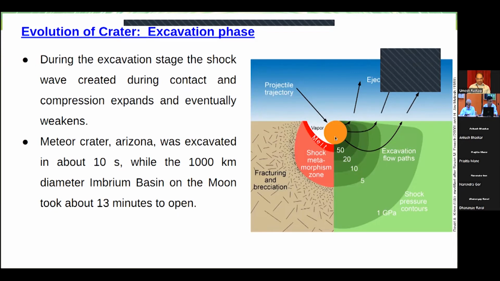this as it vaporizes the whole terrain, and there is ejecta. This target material gets ejected because kinetic energy is transferred to the bedrock, and some particles get ejected into the atmosphere, and they fly away from the crater and deposit a few kilometers away from it. So that's basically how this main crater, the transient crater, is formed during this excavation phase.